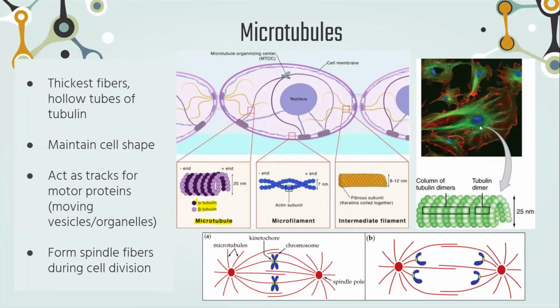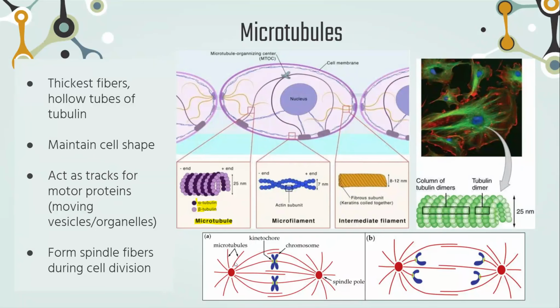Finally, we have microtubules shown in green over here that are closer to the nucleus. They're made up of subunits called tubulin, and these are the thickest fibers. They're hollow tubes of tubulin, and they help the cell maintain cell shape. They act as tracks for motor proteins, which are moving vesicles or organelles that help transport things throughout the cell. And they also form things called spindle fibers that help during cell division.